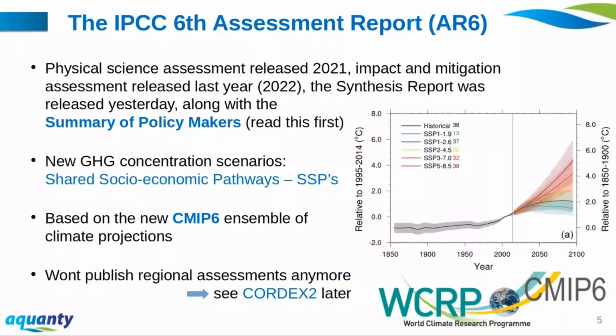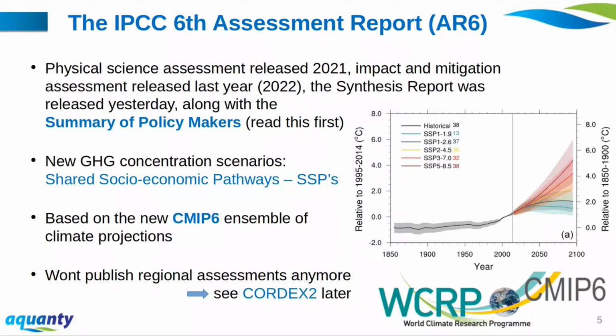One thing that is important, if you already have experience with the 5th assessment report and some climate change impact assessment that was done in that context: the greenhouse gas scenarios have changed, but mainly in name. So now they're called shared socioeconomic pathways, so SSPs. They used to be called RCPs, so representative concentration pathways. But in most cases, equivalent scenarios still exist, and I'll highlight that.